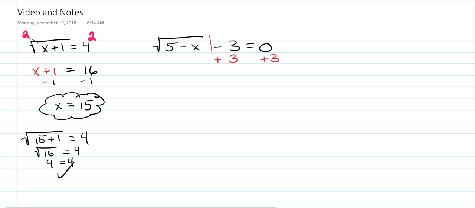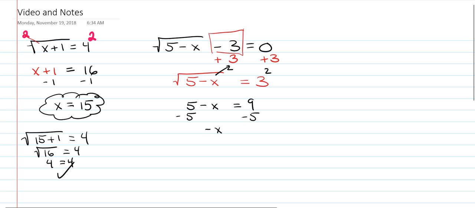And again, you can clearly see here that the negative 3 is not underneath the square root. So I could do this. Then I get the square root of 5 minus x equals 3. Then I'm right back where I started with the last problem. I got to get rid of the square root, so I have to square both sides. I'm left with 5 minus x equals 9. Subtract 5 from both sides. Negative x equals 4. So therefore, x equals negative 4. It's my answer.